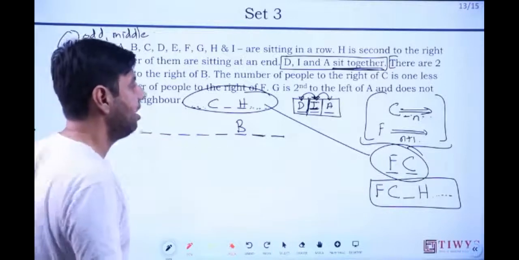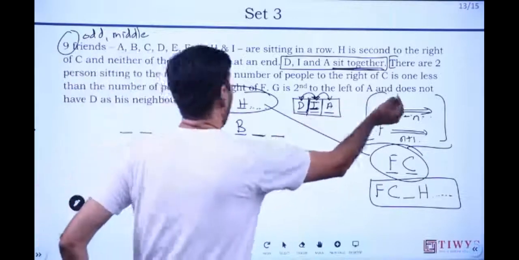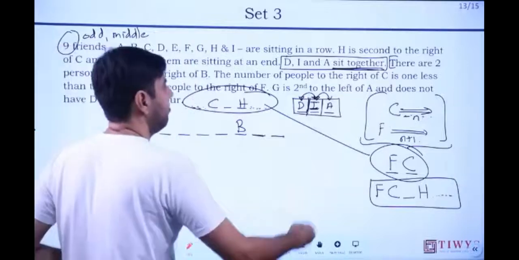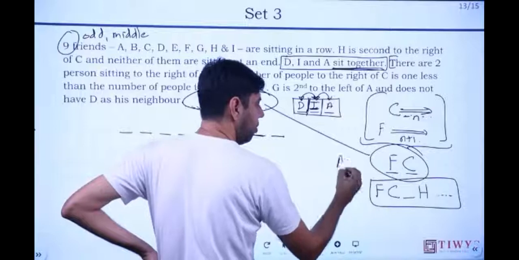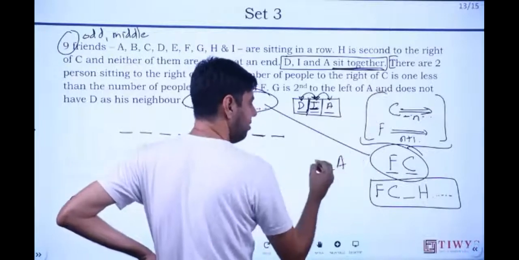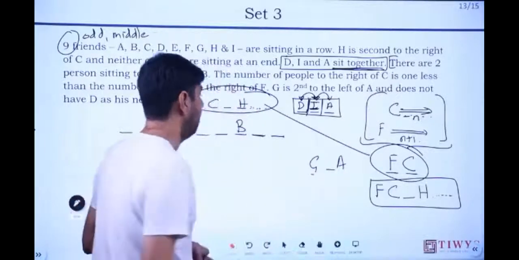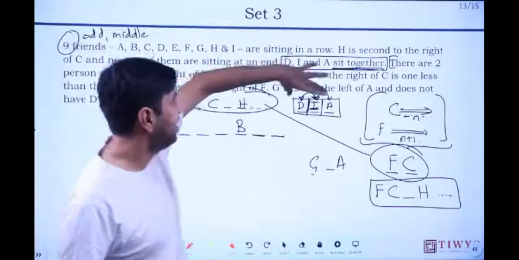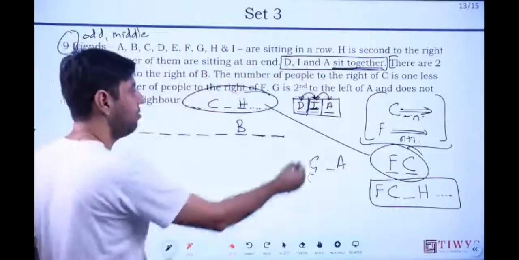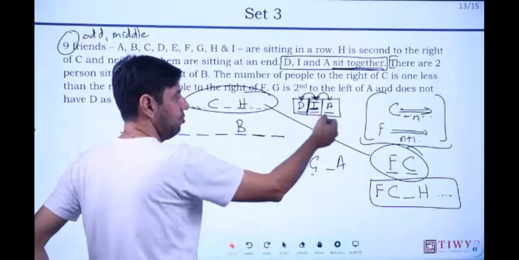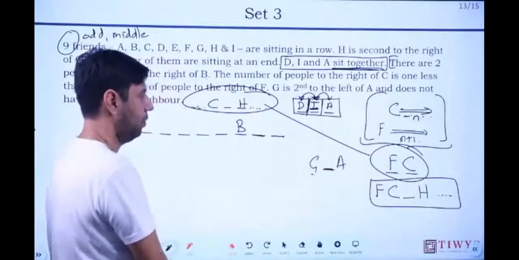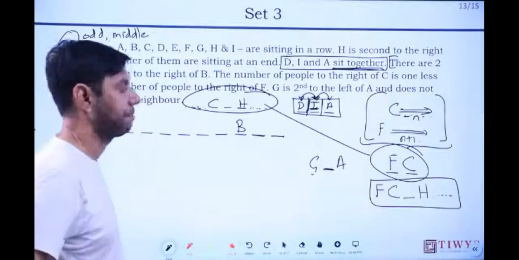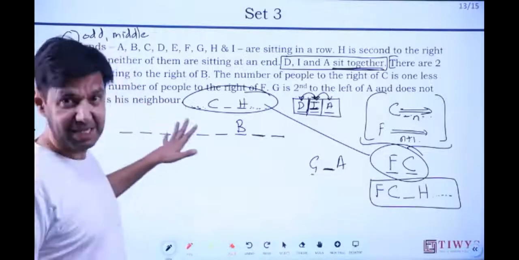G is second to the left of A and does not have D as his neighbor. G is second to the left of A. There's a block, there's a person A, second to the left of A and does not. Okay, what I missed is DIA as a block. Oh, there you have A. Oh, here you have DIA. Okay, G and so what? Okay. That's it. You have reached the end.